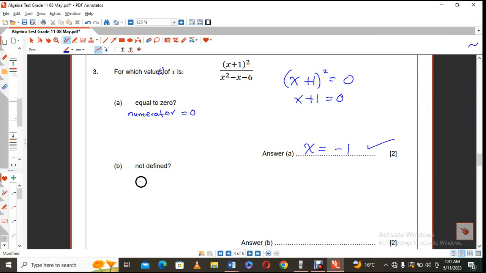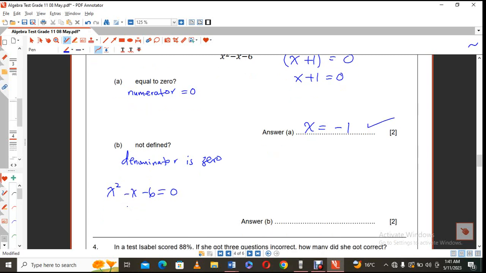When the question asks for which values of x this whole fraction is not defined, it becomes undefined when the denominator is 0. If the denominator of any fraction is 0, like 4 over 0, that answer does not exist, it's undefined. So I'm going to take that expression in the denominator and let it equal 0, making it a quadratic equation, so I can calculate what values of x would make that whole fraction undefined.